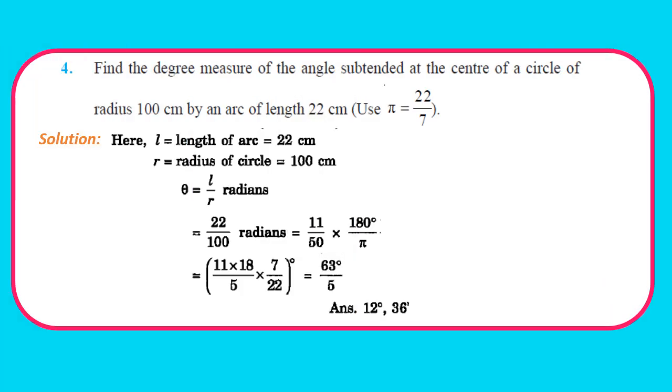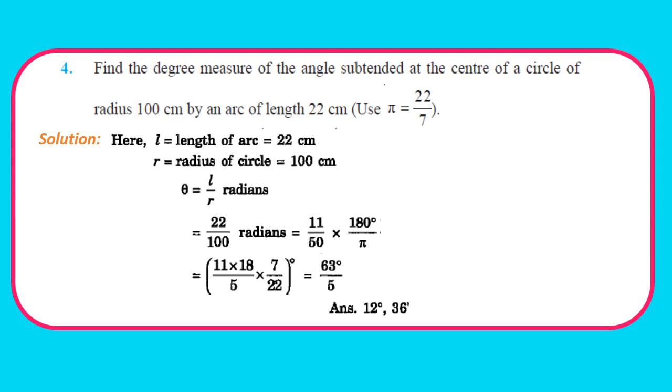Moving to question 4. Find the degree measure of the angle subtended at the center of a circle of radius 100 cm by an arc of length 22 cm. Now since this is the case of a circle and the length of an arc, the angle will be in radian measure. Whatever we calculate will be in radian measure, and we have to convert that into degree measure.